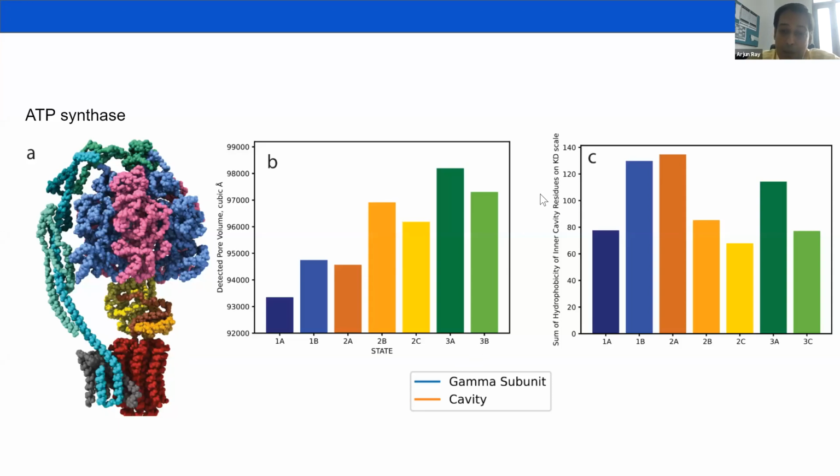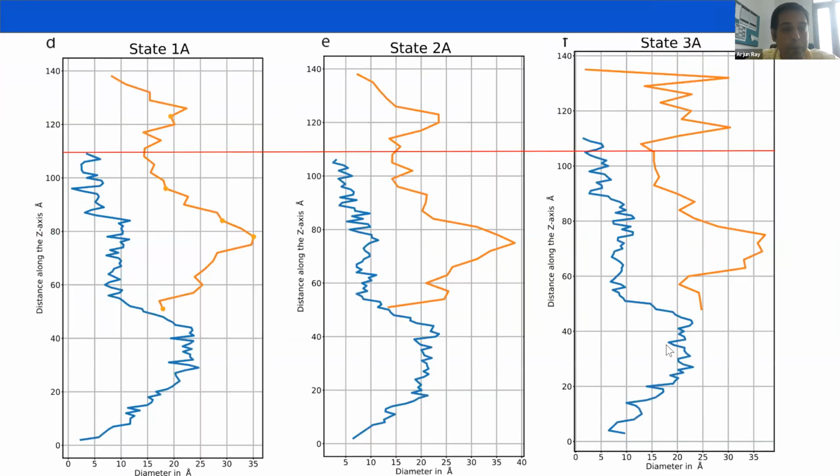And similarly, we could also find out how the change in the pore volume creates new residues that come towards the surface or become buried. And the hydrophobicity of residues, interestingly, is constantly changing. Also, it is well known that the ATP synthase mechanism has a piston kind of mode of action, and Cyclops was able to capture this.